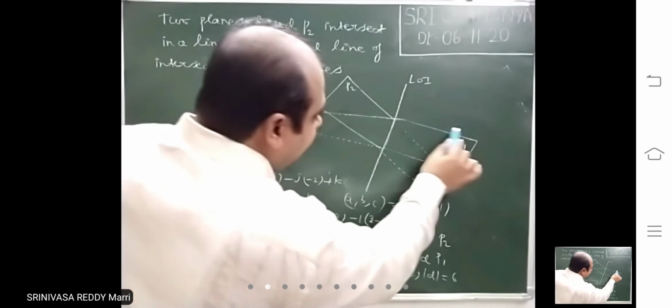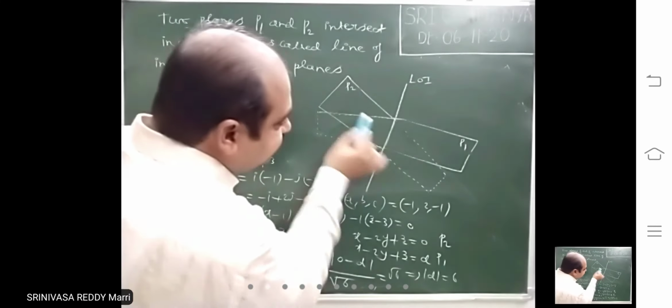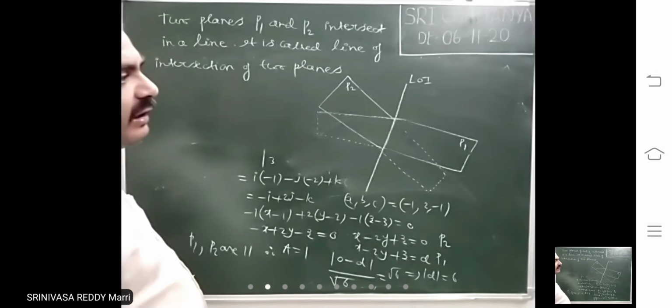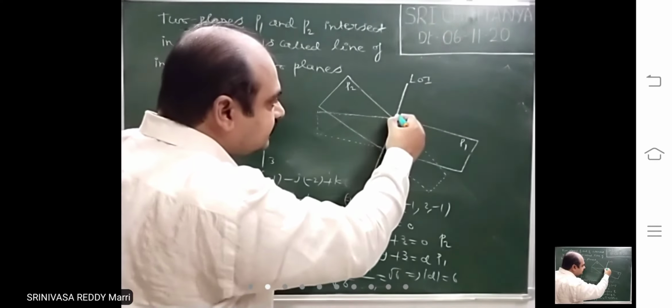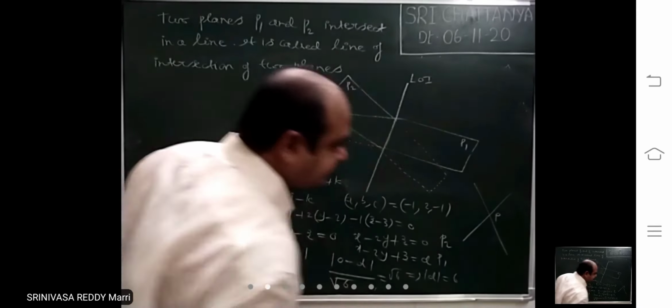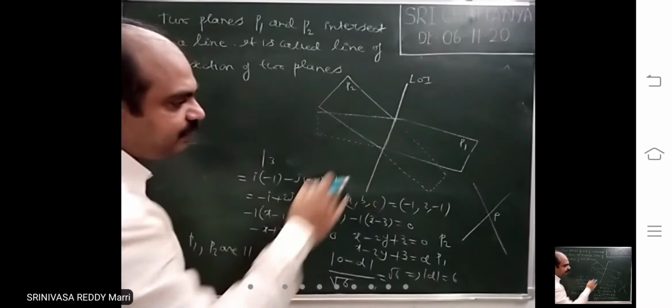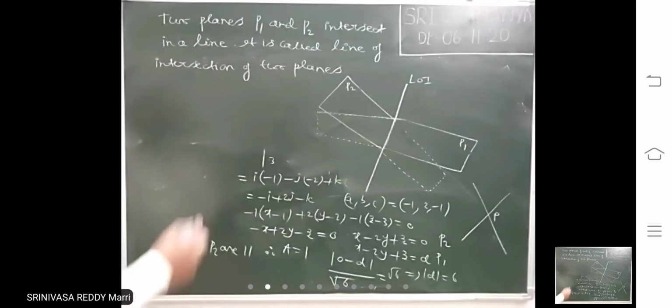This is plane 1, one paper, and this is plane 2, one paper. All these are infinite planes. This is called the line of intersection. That means if two planes intersect, they will intersect in a line, called the line of intersection of two planes. If two lines intersect, they intersect at a point. Similarly, if two planes intersect, they will intersect in a line.